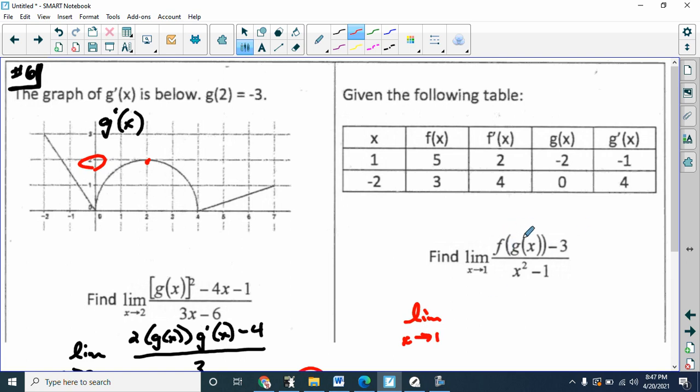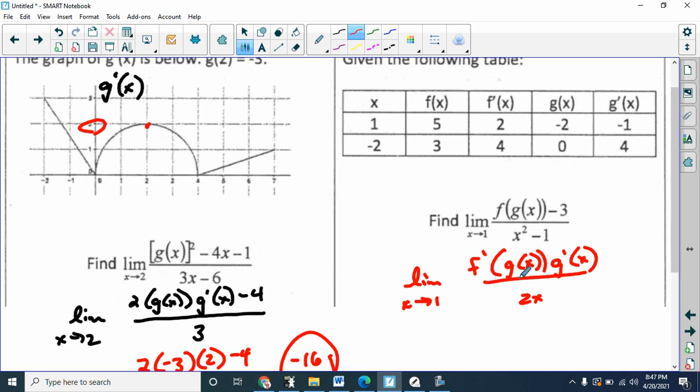Derivative of the top, derivative of f of g of x would be f prime of g of x times the derivative of the inside. Derivative of x squared minus 1 is 2x. Plug in 1. So I've got f prime of g of 1. G of 1 is negative 2. G prime of 1 is negative 1. Bottom, I've got 2 times 1. F prime of negative 2 is 4. Negative 4 over 2, which is negative 2.